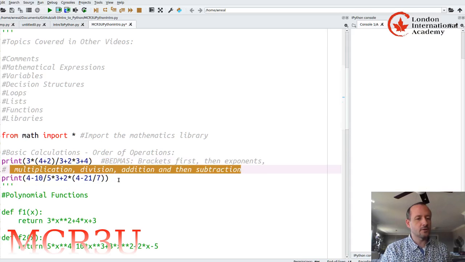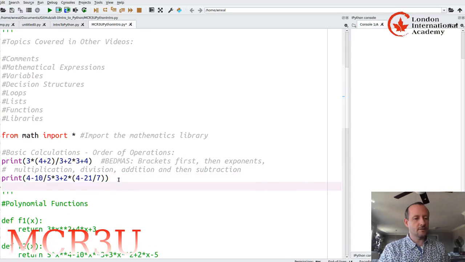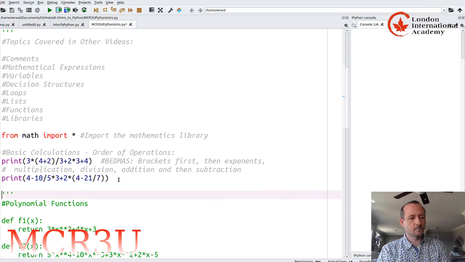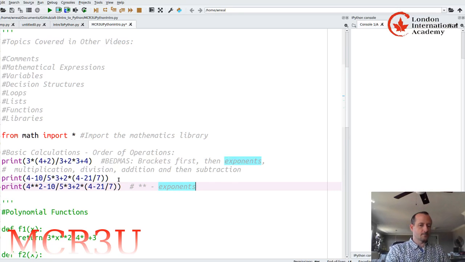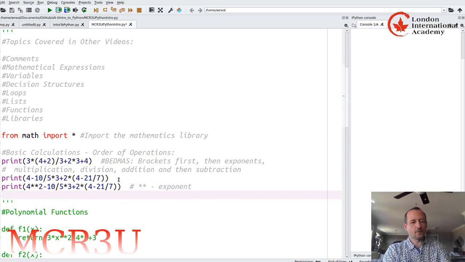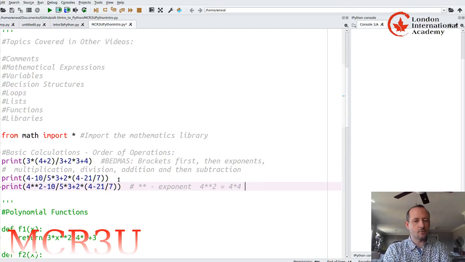Well, what if I were to include some exponents? Well, I could take this line and do this, but it's going to be 4 to the exponent 2. So there's a nice little note. The double stars, this is exponents. So 4 to the exponent 2 is equal to 4 times 4 is equal to 16. So that's what the 2 stars mean. 4 to the exponent 2 is 4 star star 2.